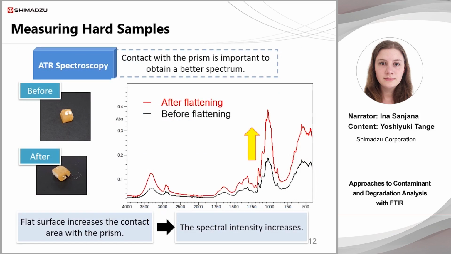2 spectra are shown here, before and after flattening. Compared to the spectrum before flattening in black, the spectrum in red demonstrates that the contact between the sample and prism was improved by flattening the sample. You can see that the contact area with the prism has increased, and with it the intensity of the spectrum. If the intensity of the spectrum is high, small peaks can be observed, and the influence of noise is relatively small, so the overall accuracy of qualitative analysis is improved.